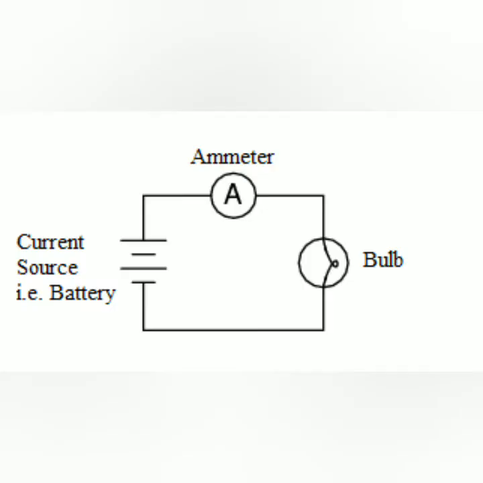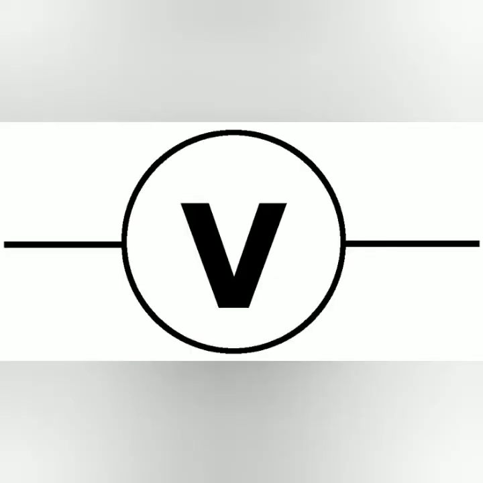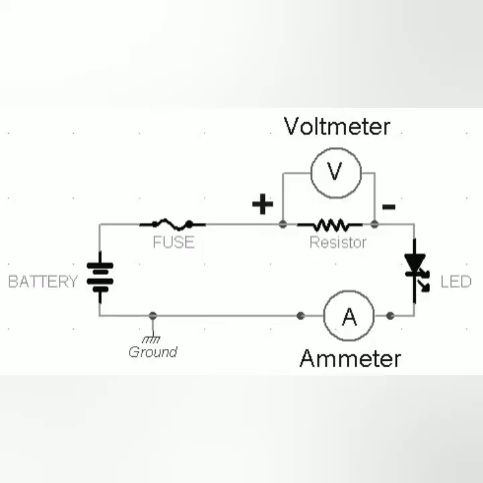Ammeter is a device employed in an electric circuit to measure the current flowing in the circuit. Next, voltmeter. Voltmeter is a device used in an electric circuit to measure the voltage or potential difference between 2 points. The readings we consider from an ammeter would be in terms of milliamperes, microamperes, or ampere, and the readings from voltmeter will be in terms of volt.